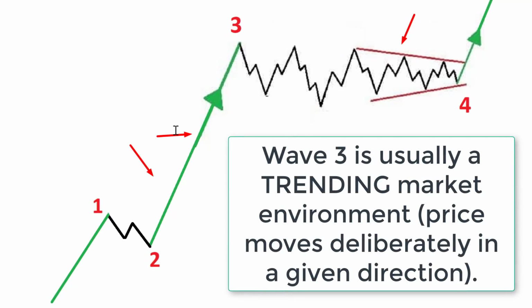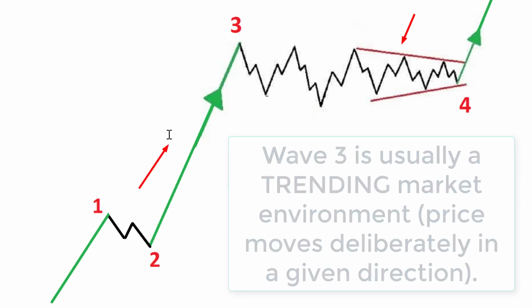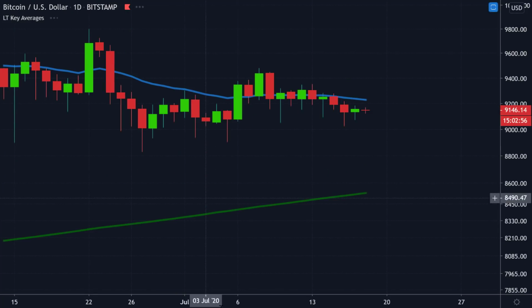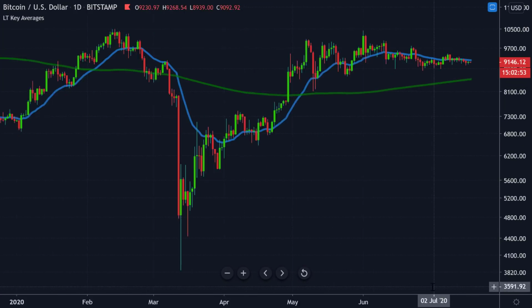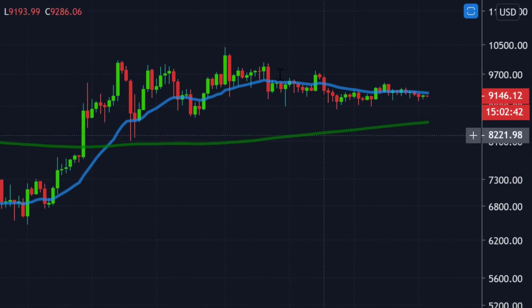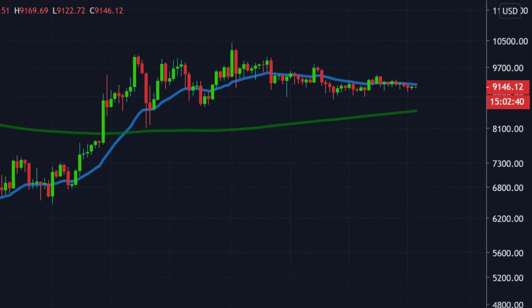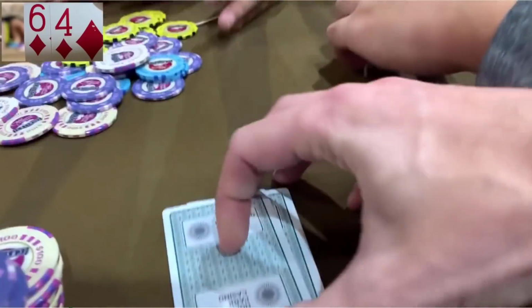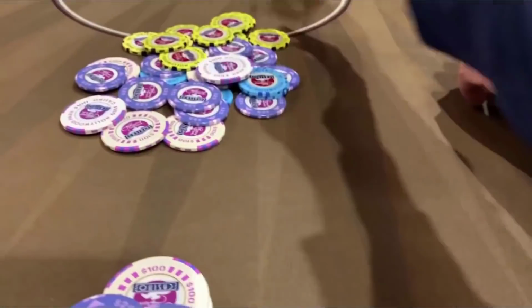And what does it mean, a trending market? It means the price moves deliberately in a given direction, in the upward direction. That is what we had in Bitcoin recently. If you just take a look at the chart of Bitcoin in the daily time frame chart, you'll see you had a very nice trending market pretty much since we bottomed there back in March, and this is a very nice trending market environment. And then what happens? You hit a brick wall. You hit essentially the wave 4, the dreaded wave 4 complex correction. The wave 4 often is a bit like a casino. You know how you go into a casino and the casino owners, they want you to stay there and keep playing. Why?